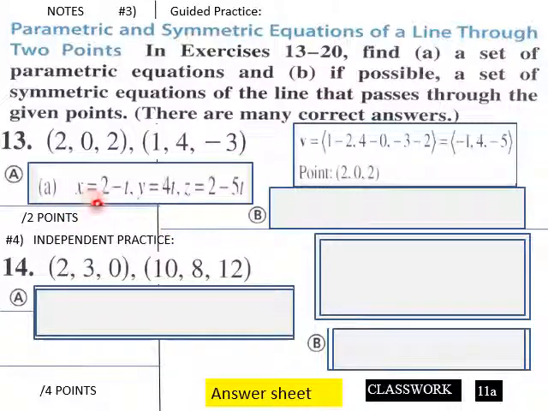So a would be x equals 2 minus t, and then y would equal 4t here, and then z would equal 2 minus 5t here. So that would be our first set, our parametrics, and then b, our symmetrics, would be x minus 2 over negative 1 equals y over 4 equals z minus 2 over negative 5. This would be our symmetrics here.